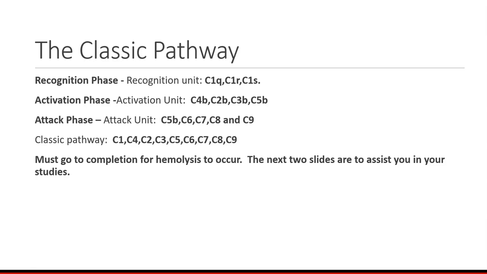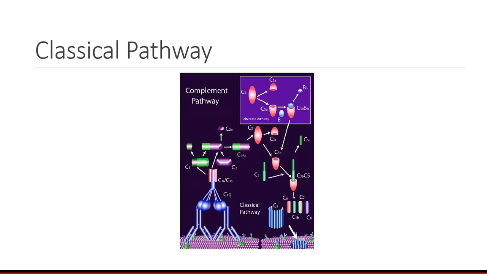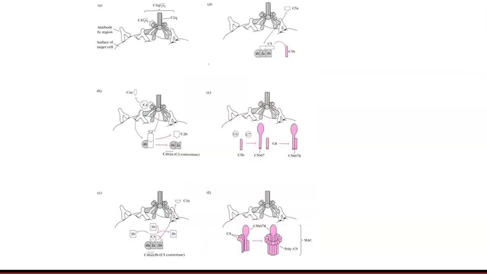At the end of the story, the classic pathway involves activation of the complement components in this sequence. I want you to memorize this sequence. It must go to completion for hemolysis to occur. The next 2 slides are to assist you in your studies. This shows the different complement components in the classical pathway of activation. And I like this picture because it's a little bit more detailed in showing the actual activation on the cell membrane.